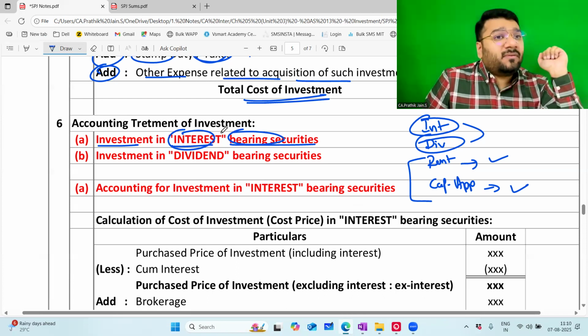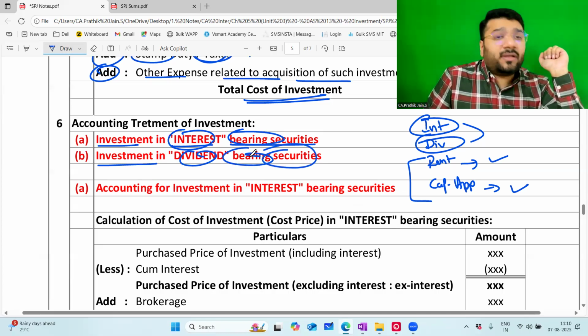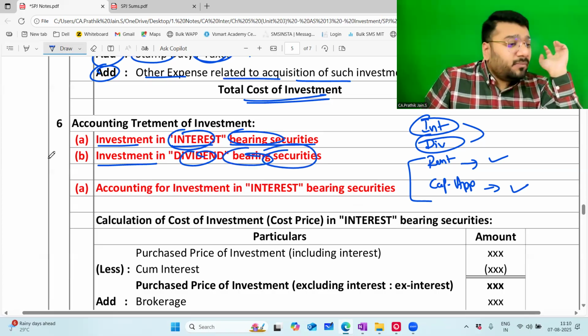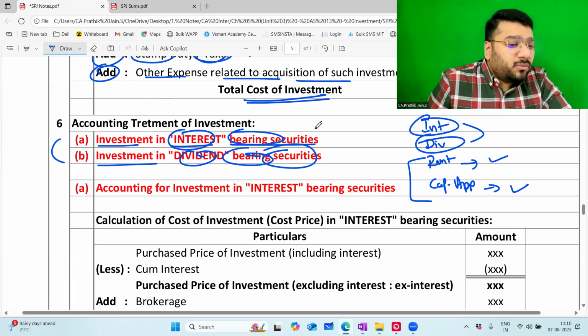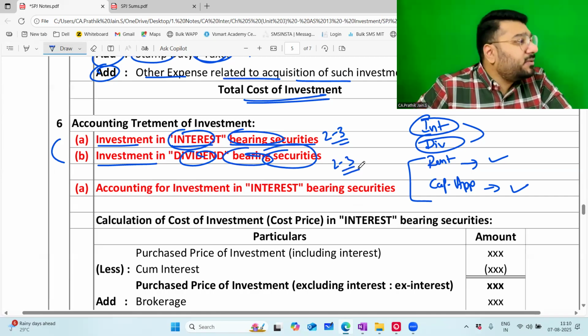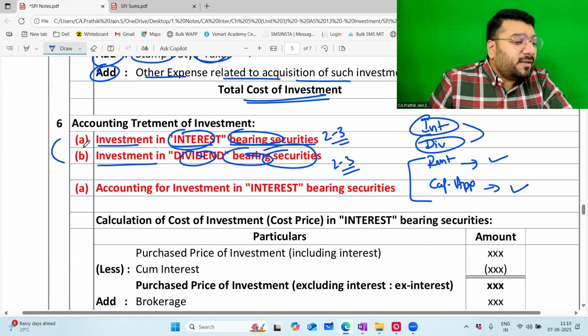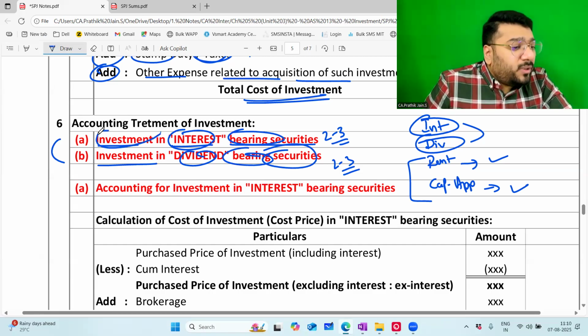Second, AS 13 guides us how to do accounting for investment in dividend-bearing securities. In exam, either of these two only questions will be tested upon. So we'll take roughly 2 to 3 classes to be done with this and 2 to 3 classes to be done with this. Am I loud and clear? So today's discussion is going to be restricted to how to do accounting for investment in interest-bearing securities.